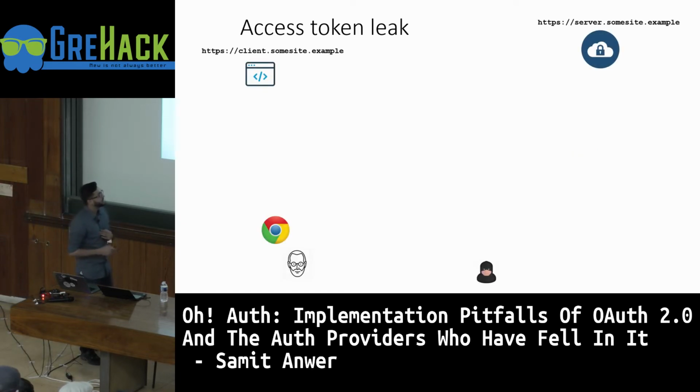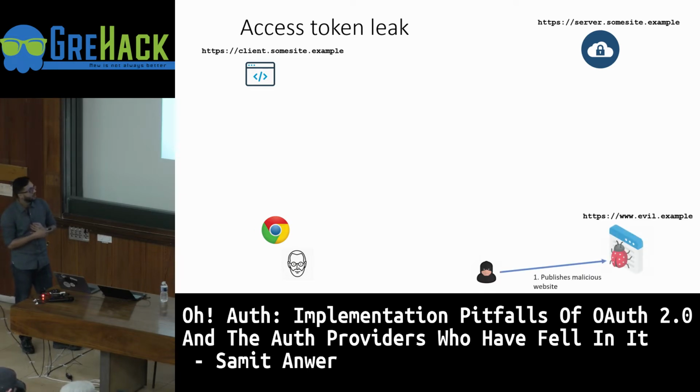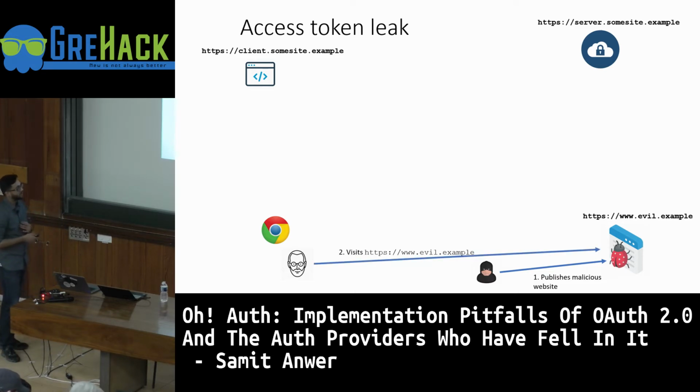So let's get to the attack now. Before that, here's the client domain, client.somesite.example, which it has registered with the auth server. And the server sits on server.somesite.example. So the attacker publishes a malicious website, evil.example, and the victim visits that FQDN.